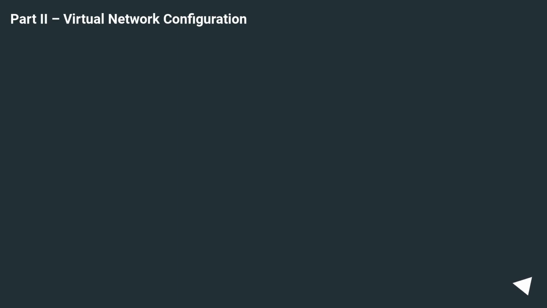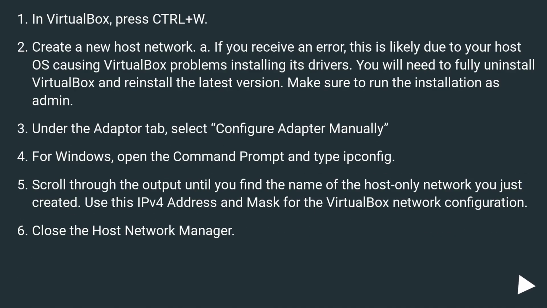Part 2: Virtual Network Configuration. In VirtualBox, press Ctrl+W. Create a new host network. A. If you receive an error, this is likely due to your host OS causing VirtualBox problems installing its drivers. You will need to fully uninstall VirtualBox and reinstall the latest version. Make sure to run the installation as admin. Under the Adapter tab, select Configure Adapter manually.